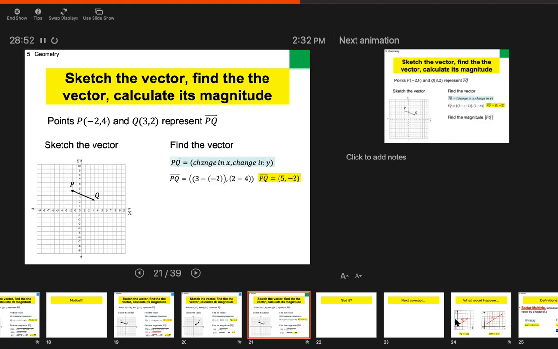Yeah, because I added it wrong. I got negative 5 too. How'd you get negative 5? It doesn't matter, it's squared anyways. Well, it does matter for the vector itself, because I went from Q to P. Well, that happens. We're going to give a name to that here in another couple slides.